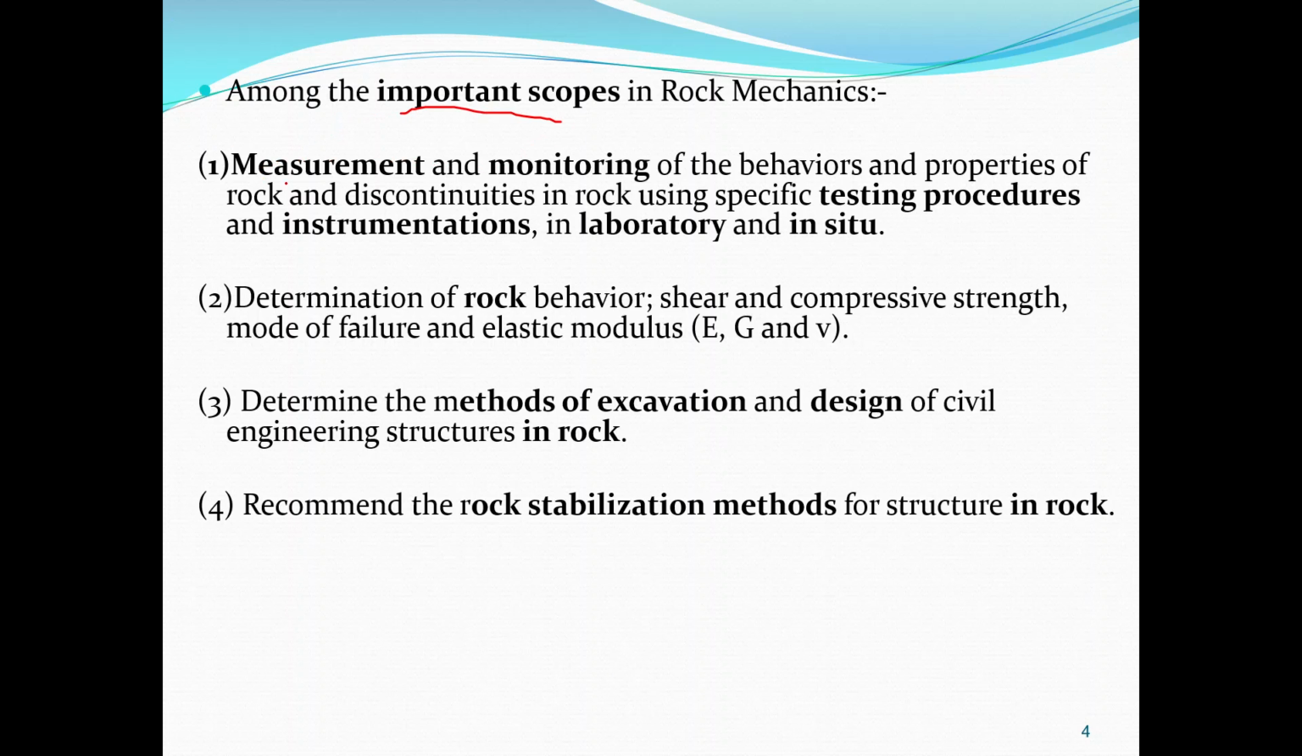So the important scope in rock mechanics is that we measure and monitor the behavior of rock properties and discontinuities by using specific testing procedures and instrumentation, whether conducted in the laboratory or in situ in the field. We determine the rock behavior, for example shear or compressive strength. We look at the failure modes. We also look at the elastic modulus, whether Young's modulus, shear modulus, or Poisson's ratio. Then we determine the method of excavation or design from the properties of rocks. Also, we can recommend rock stabilization based on the response of the rock to loading.